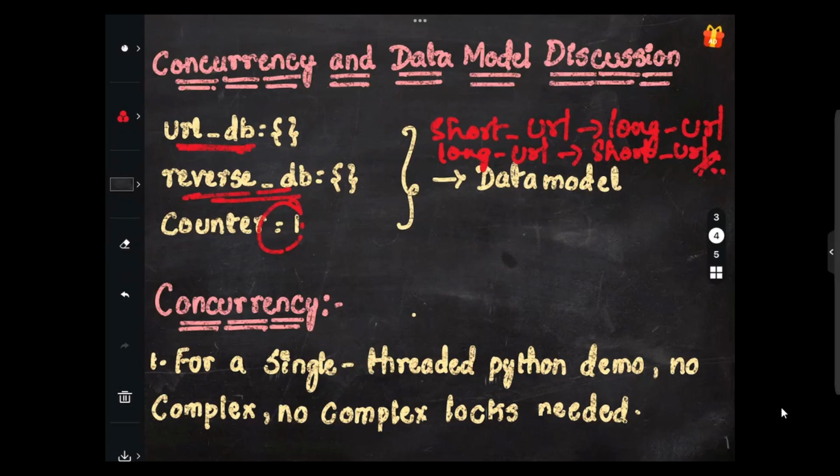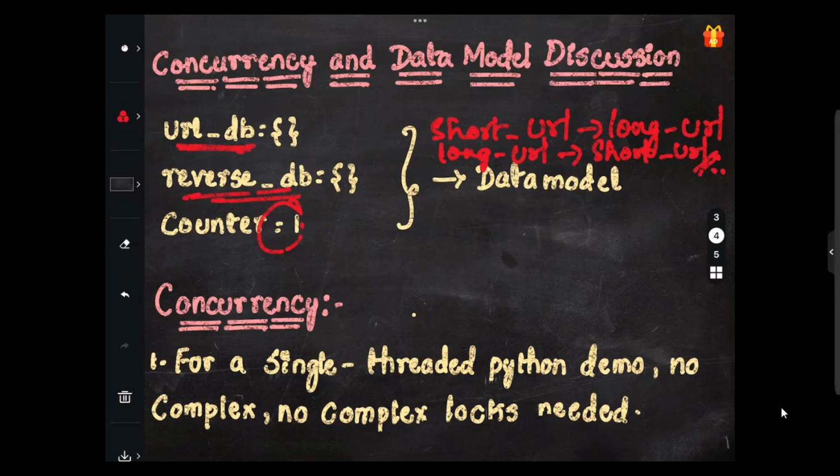Let's move on with the concurrency part. We are done with the data modeling part, right? So for concurrency, as we are going with a single threaded Python demo, no complex locks are needed here. This is fine.